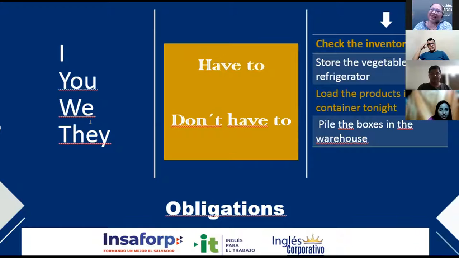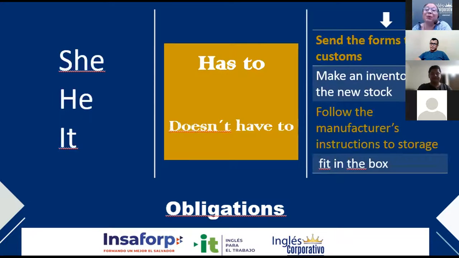Digamos que a ellos les toca apilar las cajas en la bodega. Nosotros no tenemos esa obligación. Entonces, ¿cómo decimos eso? They have to fill the boxes in the warehouse. Excellent. Bien, entonces, vamos a ver cómo diríamos esto ya en tercera persona, porque ahí sí cambia. Have to se convierte en has to. Y el negativo es doesn't have to. Para la tercera persona no decimos don't have to, decimos doesn't have to. Y no decimos have to, decimos has to en el afirmativo.